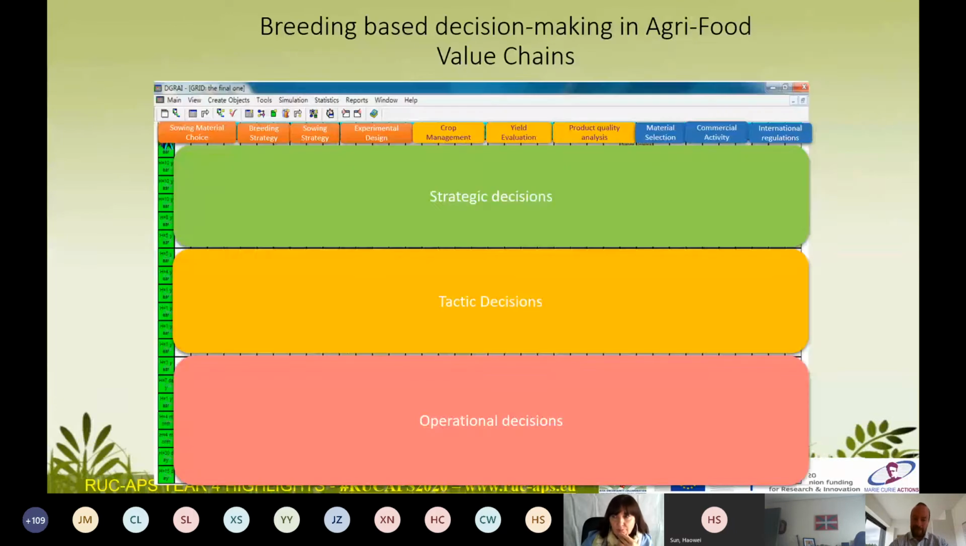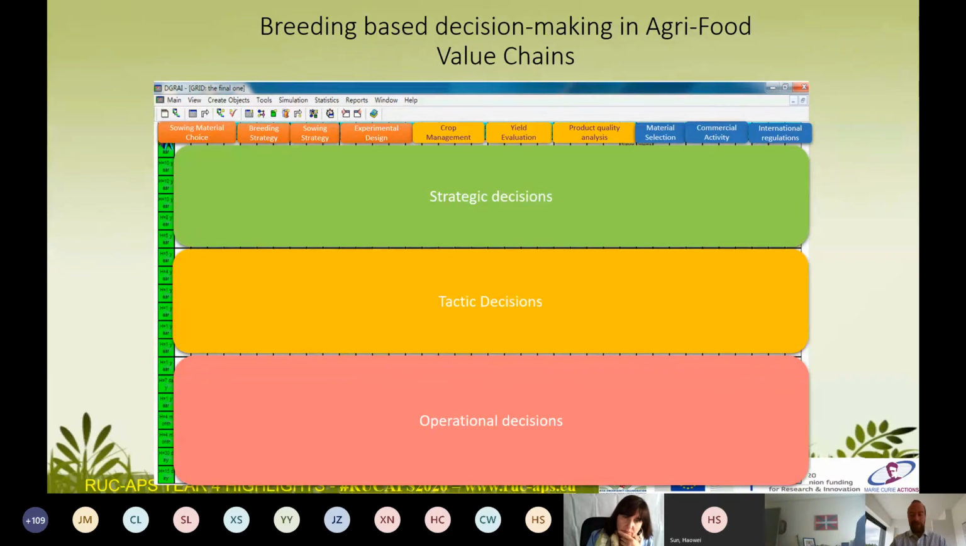So, in terms of decisions in this breeding process, we need to classify the different activities. We have activities that are very long-term decisions, which are called strategic decisions. We have mid-term decisions, which are called tactical, and then we have the day-to-day decisions, which are operational. In this domain there are many functions: sowing material choice, breeding strategy, sowing strategy, experimental design, crop management, yield evaluation, product quality analysis, material selection, commercial activities, international regulations.